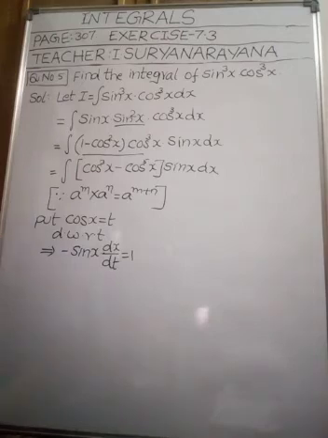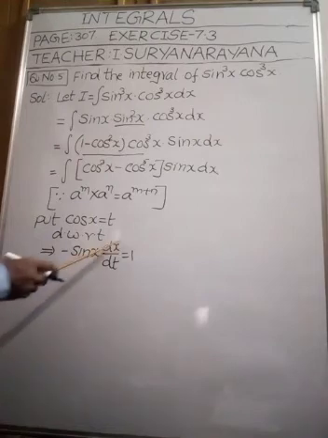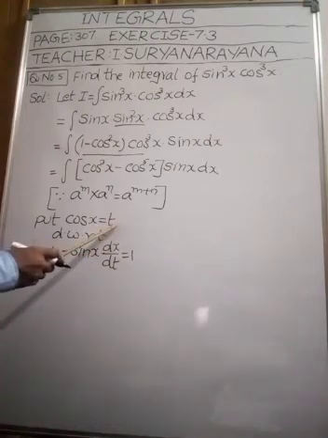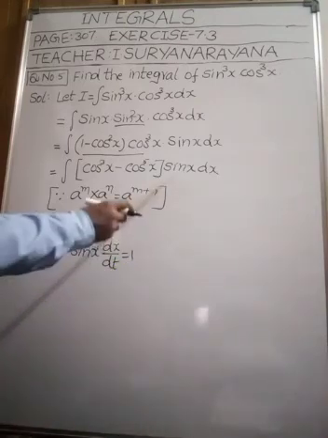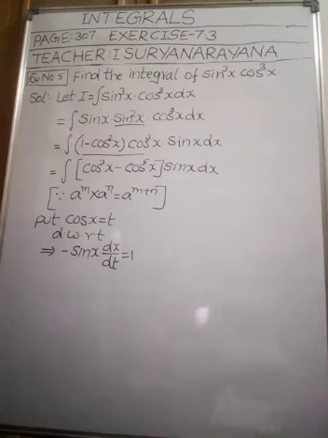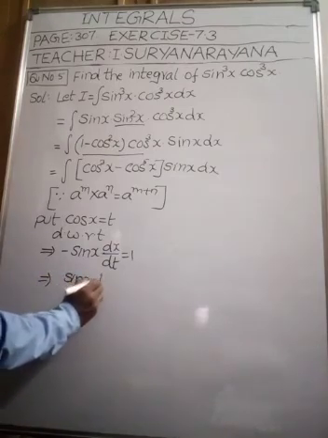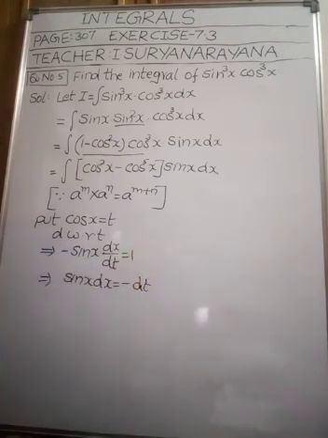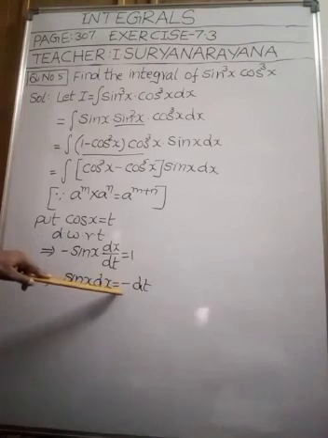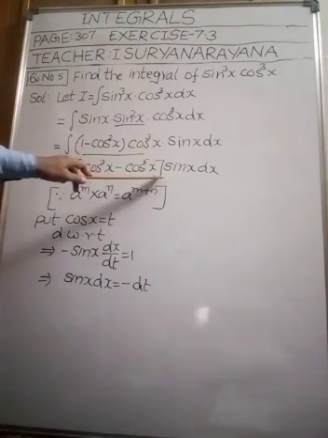Do you remember these steps, my children? We wrote the derivative of this function, minus sin x into dx by dt; d by dt of t is 1. Understood this step, my children? Right. From this equation we find the sin x dx value. Okay, my children? That implies sin x dx is equal to minus dt. Understood this step, my children? Right. Now we substitute cos x is equal to t and sin x dx is equal to minus dt in this step. Okay, my children?